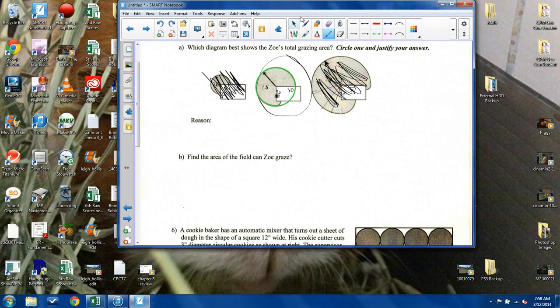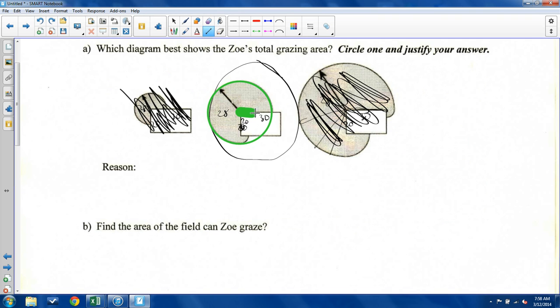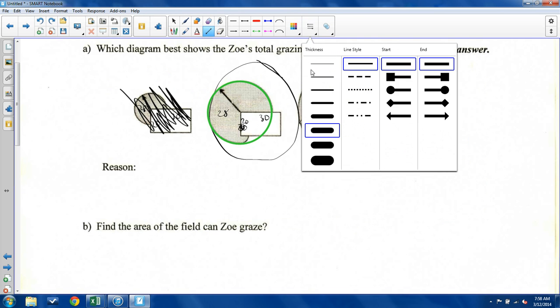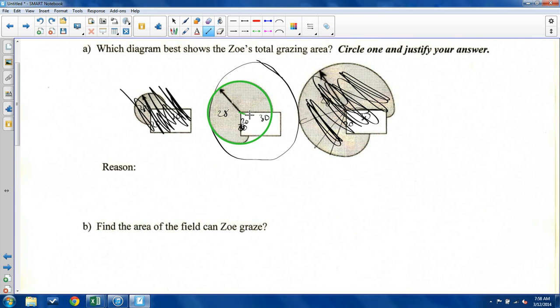Say here. Whoa, that's big. Say here. Here. So Zoe's only able to cover this area in the big circle in grazing. Okay, so this is 3/4 of a complete circle whose radius is 28 meters. Remember, this is still 28. It doesn't negate the fact this is 28.